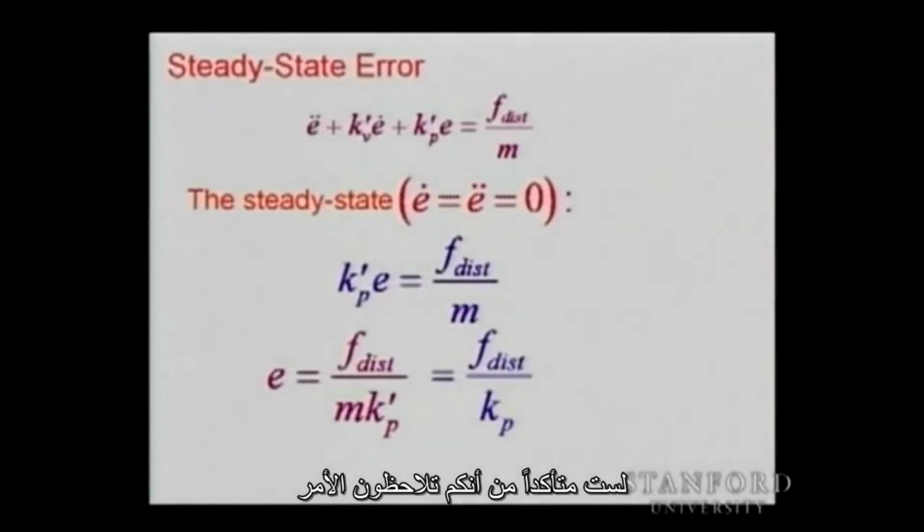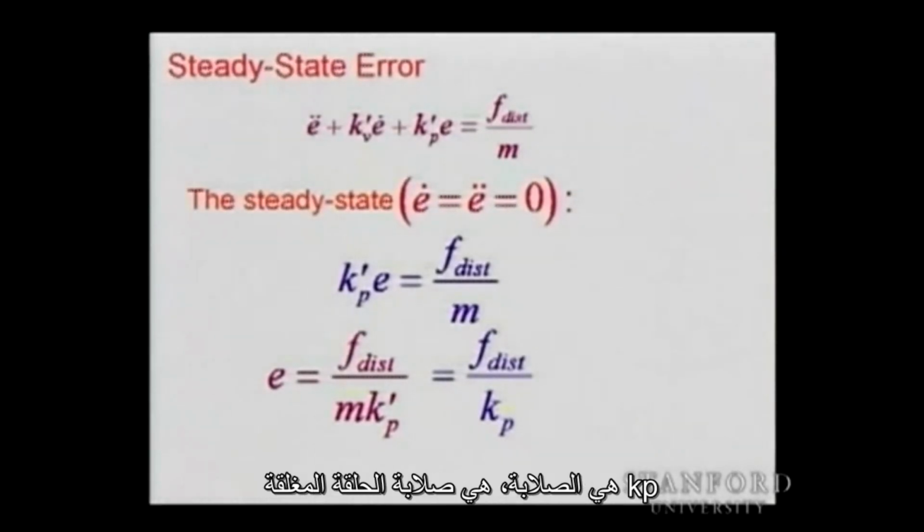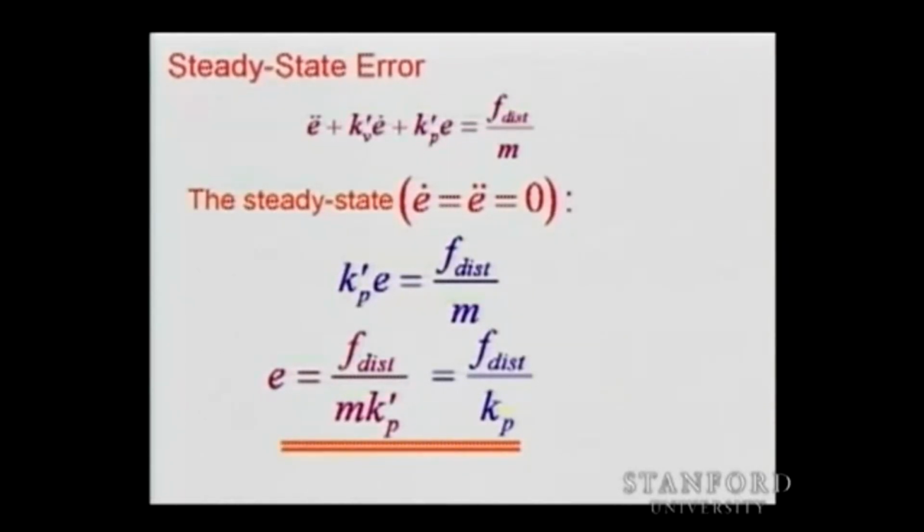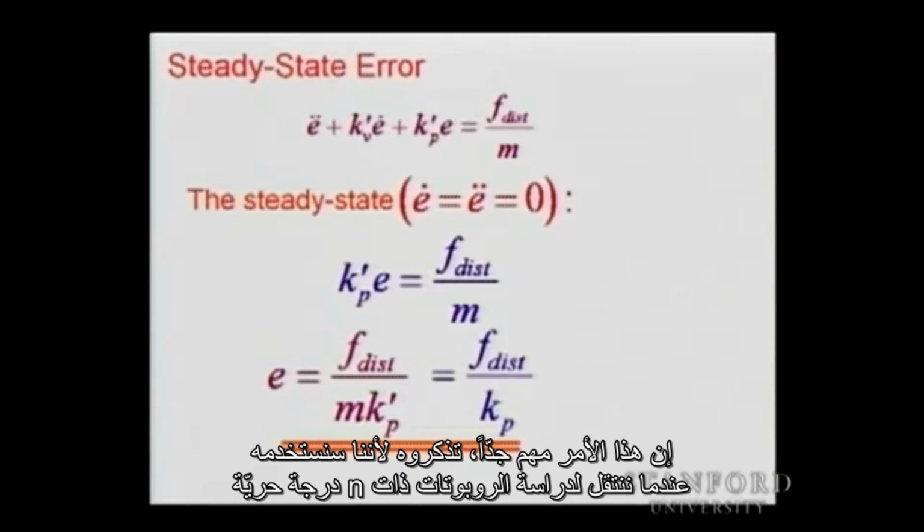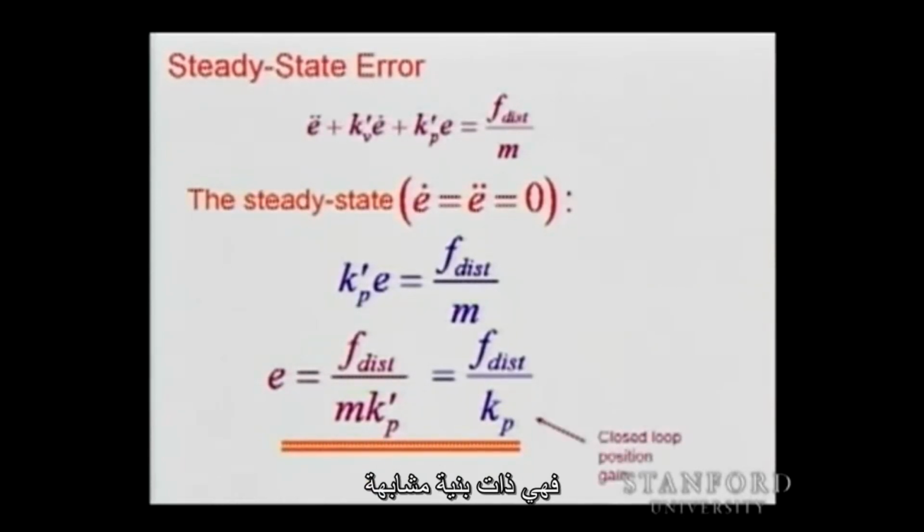I'm not sure if you are seeing it. Kp is your stiffness, your closed loop stiffness. Kp prime is not. It's m Kp prime. Okay? So this is very important to remember, because we will use it when we go to n degrees of freedom. It is the same structure.